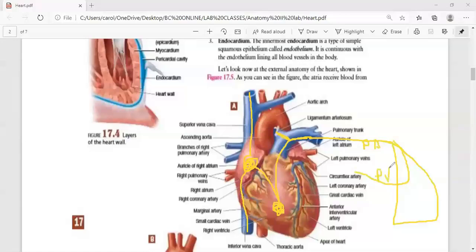You're going to have two from the right lung and two from the left lung. And that's what you see right here. One in there and the other one in here. And the other two coming from the other lung right here. And these four are going to end in the left atrium.